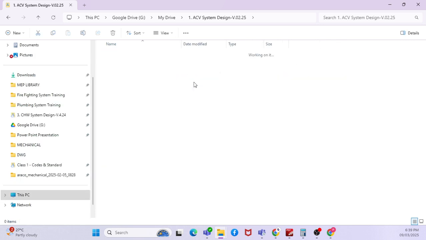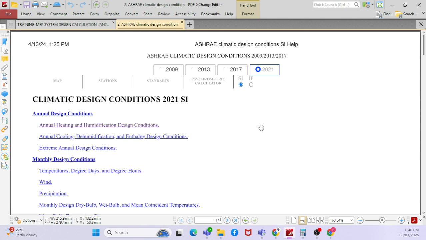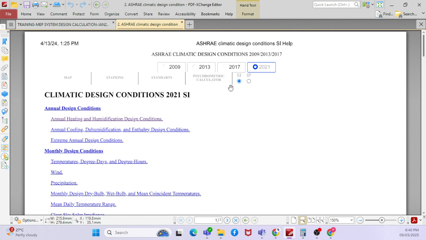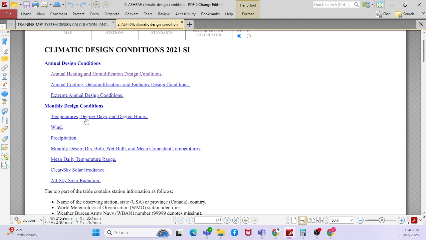If you go inside air conditioning and ventilation, there is ASHRAE climate design conditions, right? This is one of the very important documents to understand the ambient conditions. For example, if you go to ASHRAE climatic design conditions, like 2021, you should understand the annual design conditions: annual heating and humidification, annual cooling, dehumidification and enthalpy design conditions, extreme annual design conditions, monthly design conditions like temperature, degree days and degree hours, wind, precipitation, monthly design wet bulb, dry bulb, and mean coincident temperatures, mean daily temperature ranges. So this is the guideline you should understand.